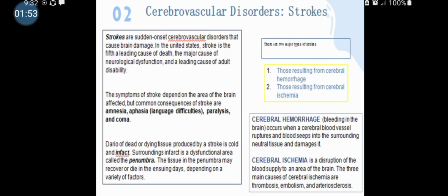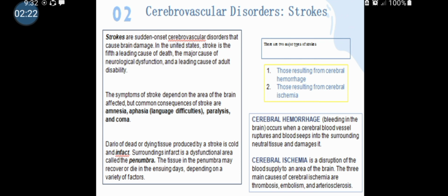We have cerebrovascular disorders or strokes. Strokes are sudden onset cerebrovascular disorders that cause brain damage. In the United States, stroke is the fifth leading cause of death, the major cause of neurological dysfunction, and leading cause of adult disability. So, unsa may symptoms ani niya?